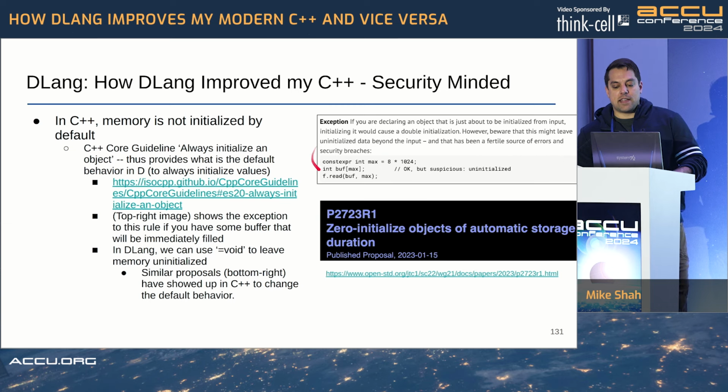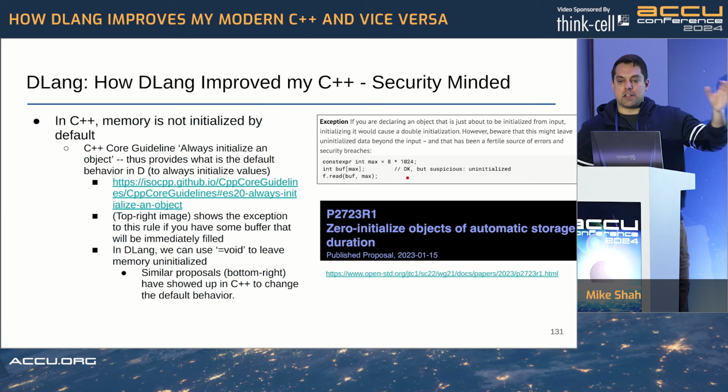Now, of course, I've got the guideline here on the top right. There are reasons, again, for performance why you don't want to default initialize, right? If you're going to allocate a huge buffer and then just fill it up right away, there's no sense in double allocating it, right? So anyways, that's just something to think about on the performance side and security.